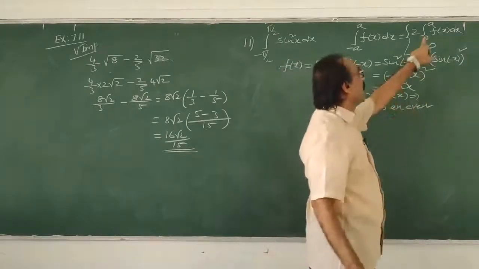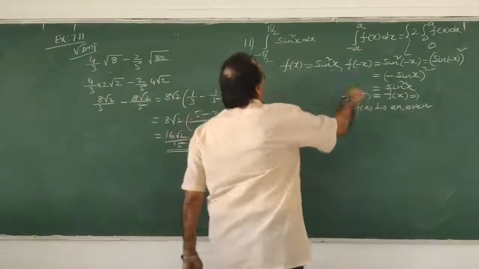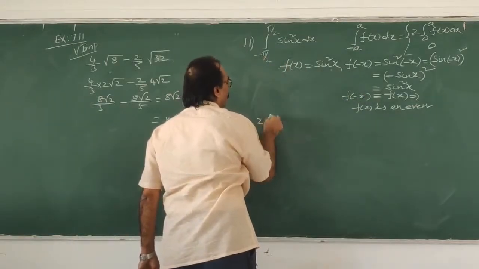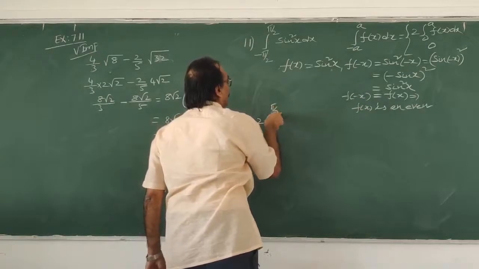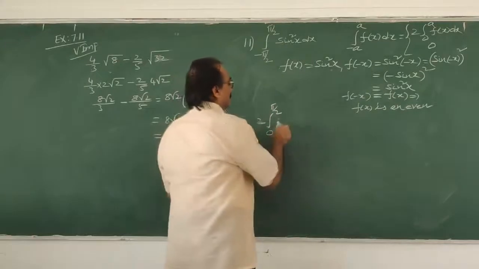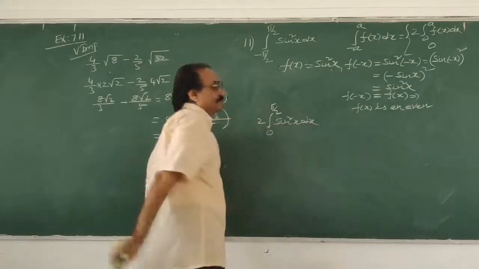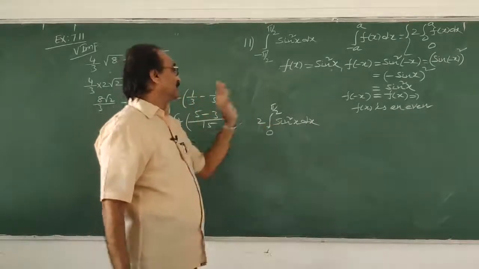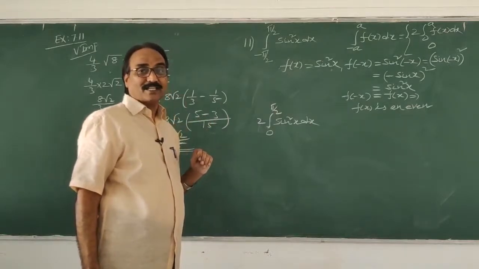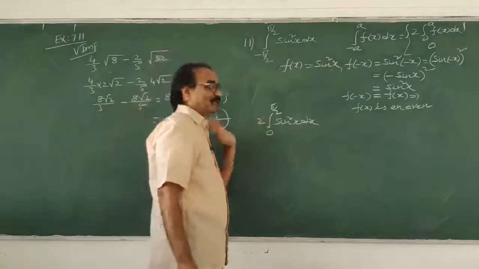If it is even, I will write 2 into integral 0 to a of f of x dx. So according to this, I am going to write 2 into integral 0 to pi by 2, since here a is pi by 2, of sine square x dx. Now, the first problem, how did we do it? Integral 0 to pi by 2 of cos square x dx. How much did you get? Pi by 4. So I am not doing it like this. You please do it.